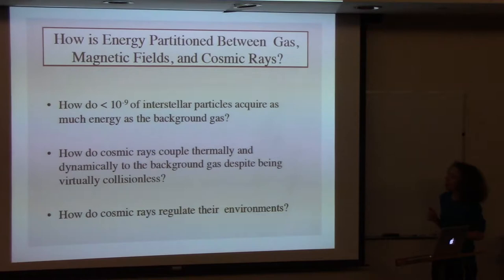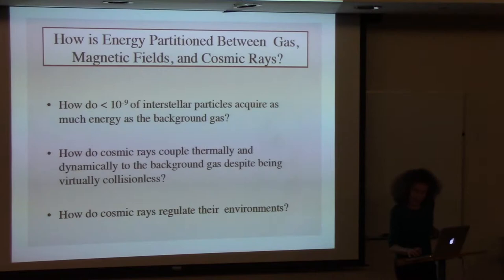Second question, how do cosmic rays couple thermally and dynamically to the background despite being virtually collisionless? The gamma ray emission that you saw is the result of direct nuclear collisions, but those are very rare. And as we'll see, there's an electromagnetic coupling, which is, under many conditions, much more powerful. Because of this coupling, and because of the large amount of energy in cosmic rays, they can play a role in regulating their environments. And I'll say something about that too.